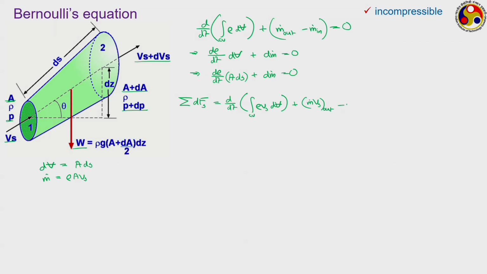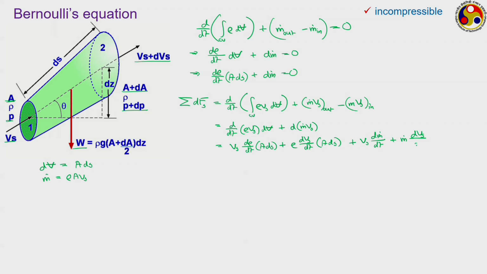m dot Vs out minus m dot Vs in. Again, dV remaining constant, we can write this as d/dt of rho Vs dV plus d of m dot into Vs. Or if we break this into two parts, we can write this as Vs into d rho/dt into A ds, plus rho into dVs/dt into A ds, plus, breaking the other one, Vs into dm dot/dt plus m dot into dVs/dt.